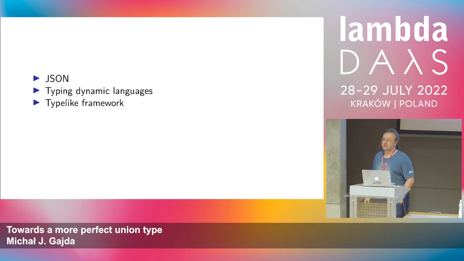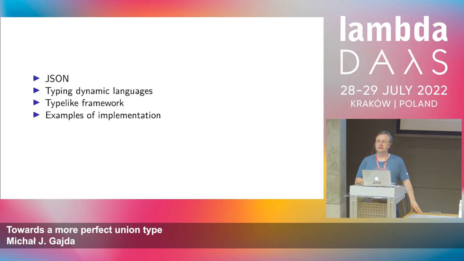Then I will describe TypeLike as a framework for creating union types and possibly intersection types in the future. And I will give examples of implementation. Finally, I will end with a summary.